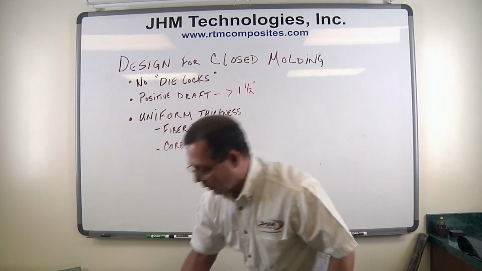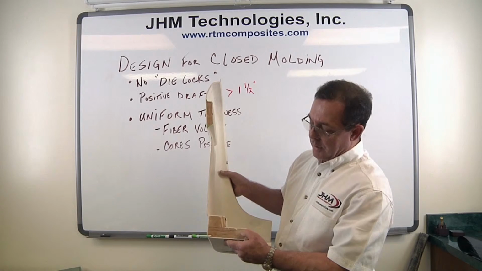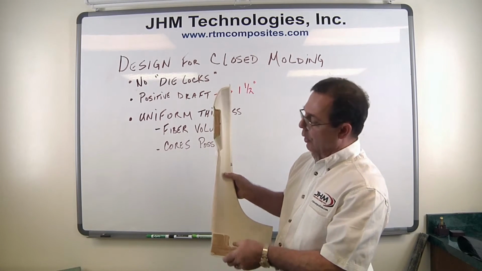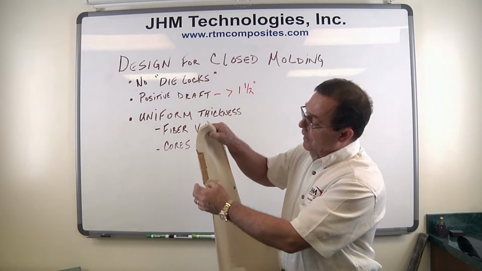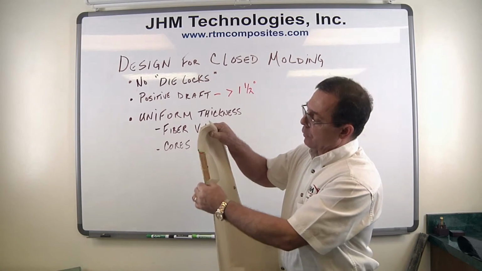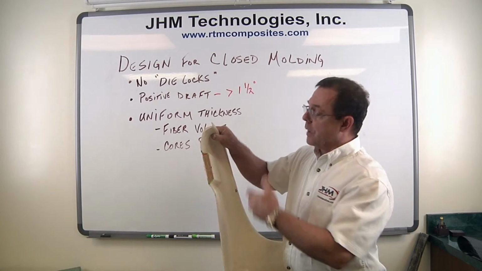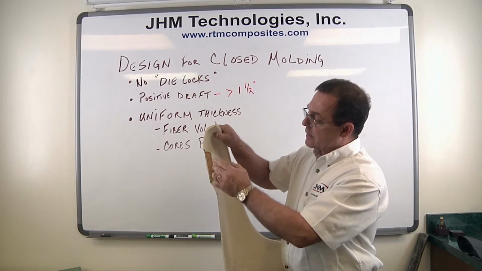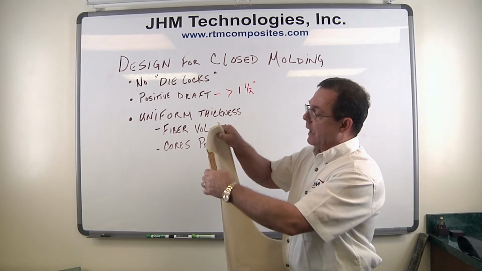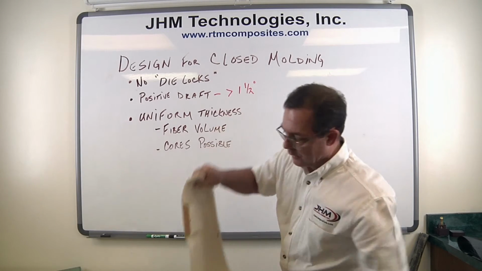The other element though, if we need thicker areas, we can use cores. Here's an example using wood as a core. This is a cutaway of a seat to a boat. So we have uniform thickness, we have uniform thicknesses around the core, and in this case they used wood. It could be foam, it could be a variety of different materials that we use for the core, but nevertheless, we're able to have fiber and resin follow around the core with the core in the center for strength.